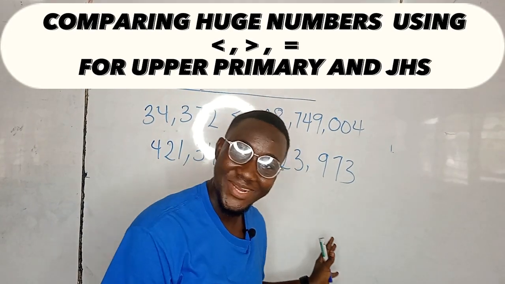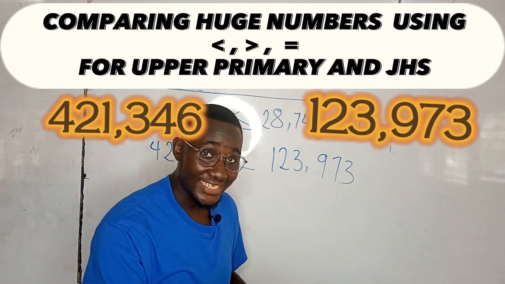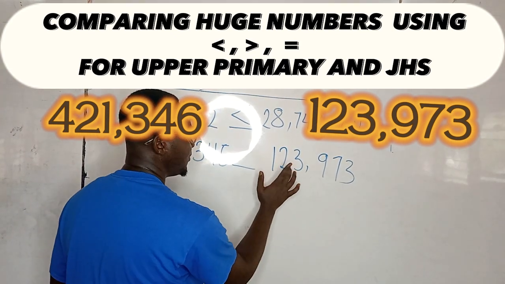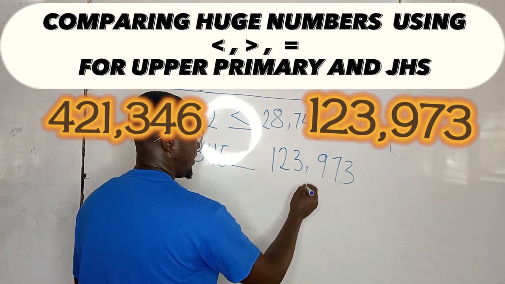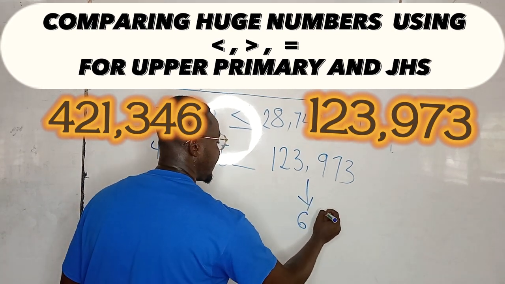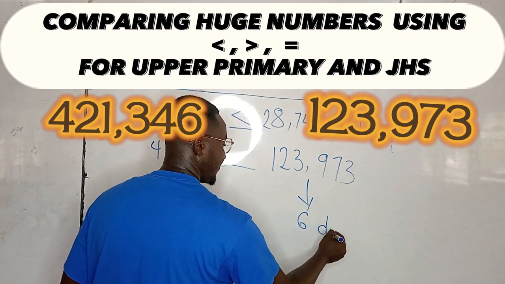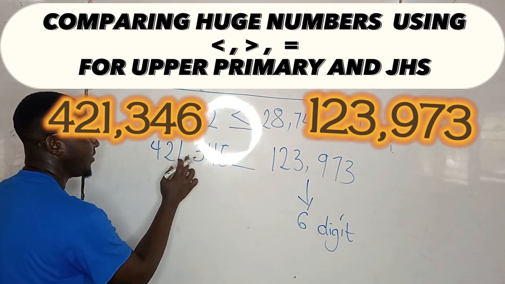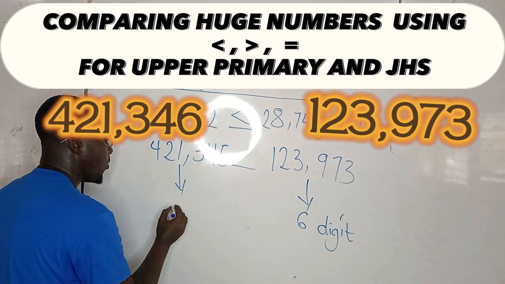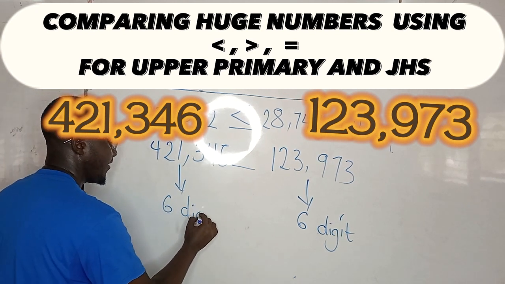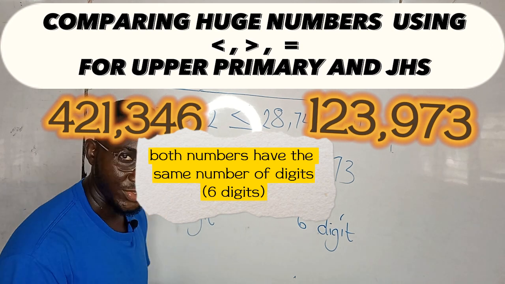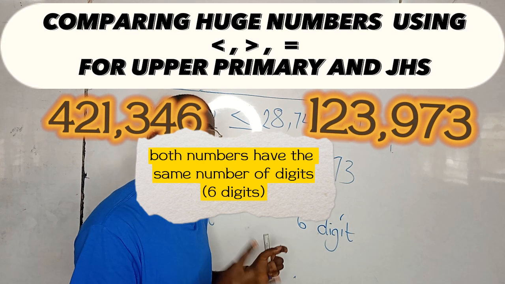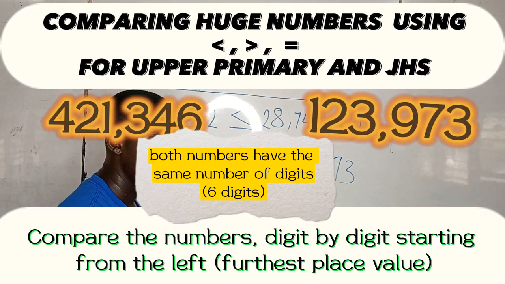Okay, so we have another example on the board. This time, let's also count the number of digits that we have. On my right, we have 1, 2, 3, 4, 5, 6. We have 6 digits over here. And let's count here. 1, 2, 3, 4, 5, 6. Oh, we also have 6 digits here. So what do we do? Well, since the number of digits are the same, what is the next step? Compare the numbers.